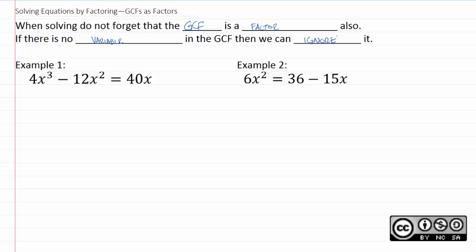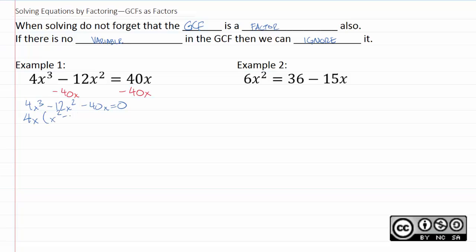Now, for example 1, that is a problem with the GCF, but it's not going to become obvious until we can use the zero product rule. And that's not going to do us any good until we do some simplifying. Let's clear out one side. It's easiest if you just subtract 40x, so I'll just subtract 40x. We get 4x cubed minus 12x squared minus 40x equals 0. I can factor 4x out of all of these terms.